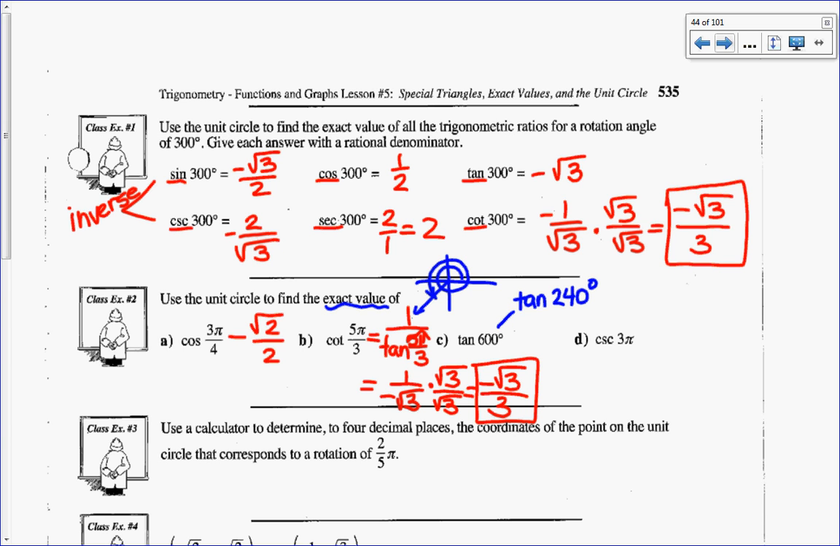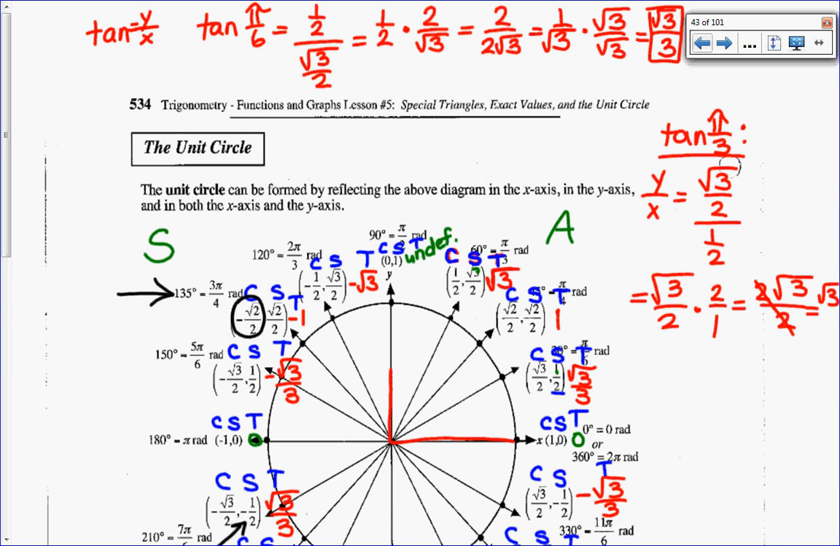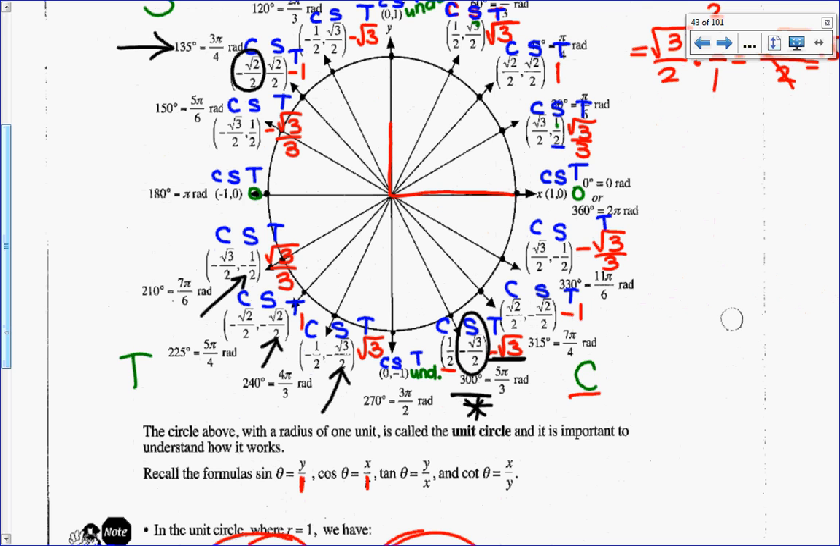And the tangent of 240 degrees, well, I can read that off my unit circle. Tangent, 240 degrees. Here it is. The tangent is root 3.